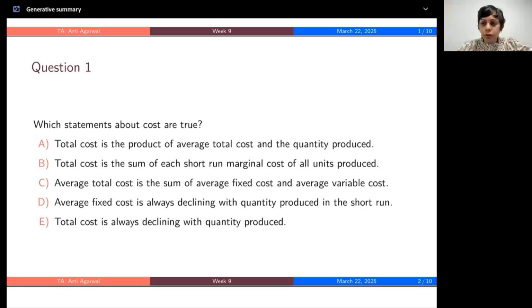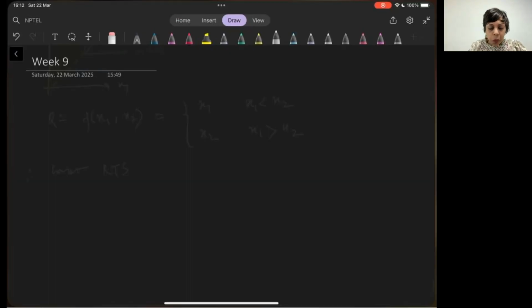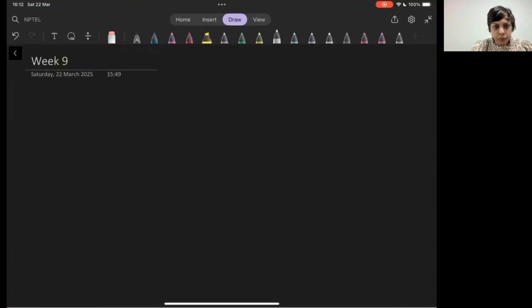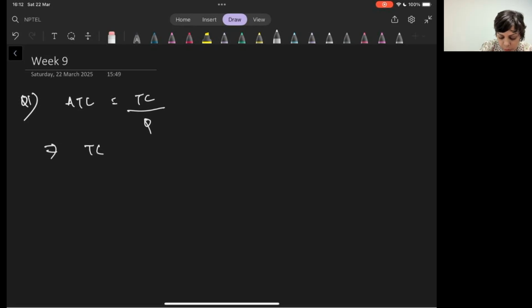Okay, so let's go over this one by one. First, let's go over what expression we have for, let me open the question. Yeah, total cost is the product of average total cost and the quantity produced. So first, let's see if this statement is correct. So what do we define average total cost as? Total cost divided by the quantity produced, right? So if you just flip this expression, you get total cost is equal to average total cost into Q. So the first statement is correct, right? This much is clear?